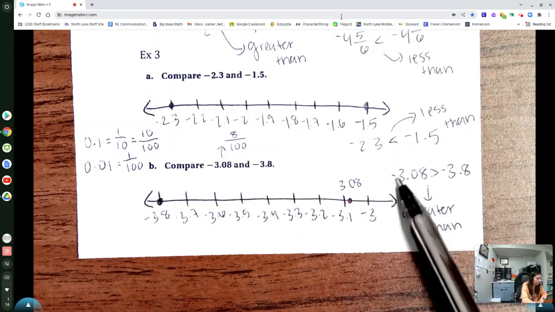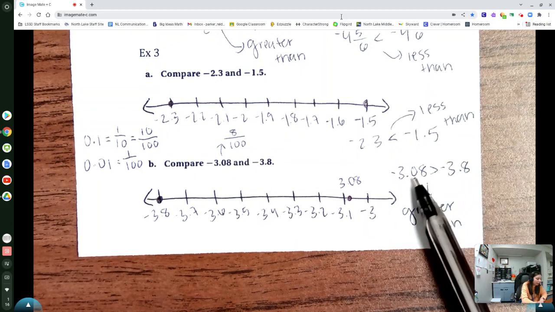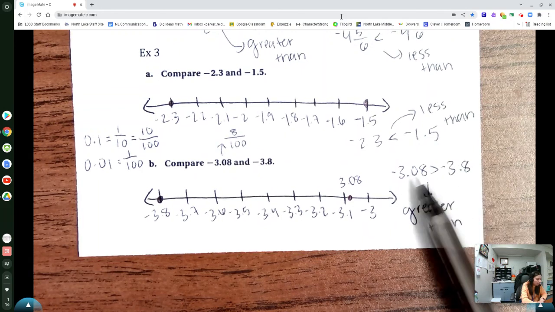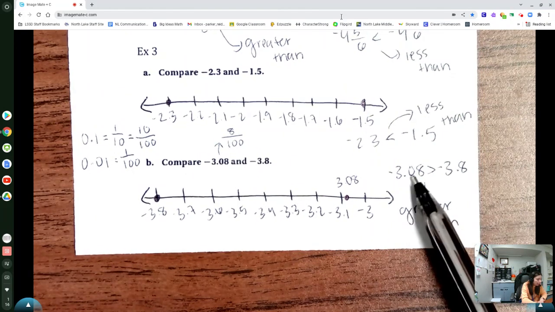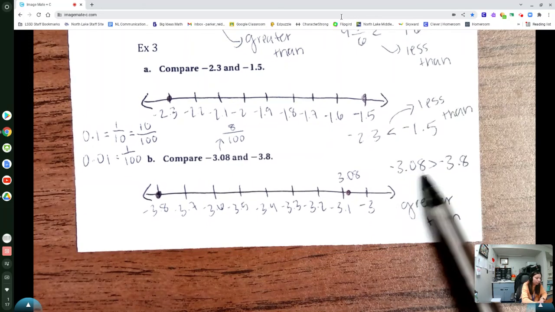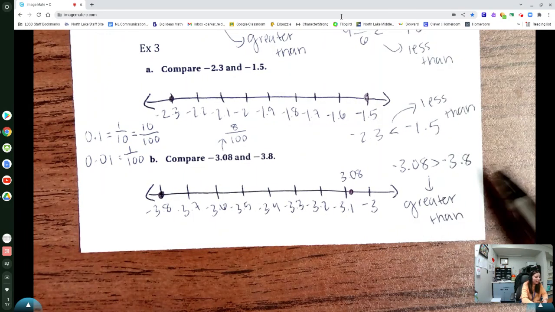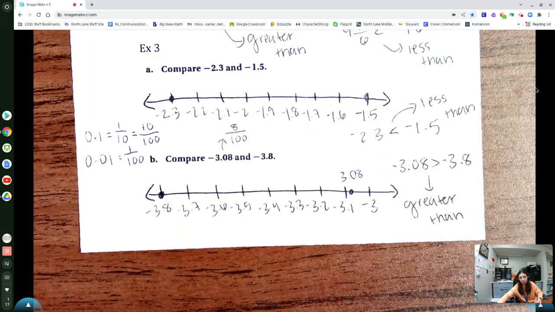If I look in their ones place, they both have a 3, so I can't say which is greater yet. But if I look in their tenths place, here's a 0, whereas here's an 8. 0 is closer to 0 than 8 is, therefore this is closer to 0 and is the greater number. Also, 0.08 is 8/100ths, whereas 0.8 is 80/100ths. 8/100ths is closer to 0 than 80/100ths is, so this number is overall greater than the other one.